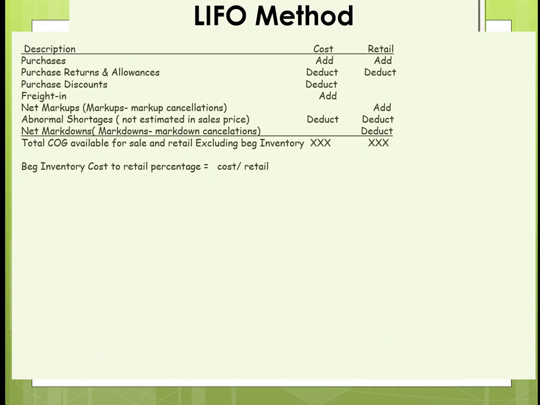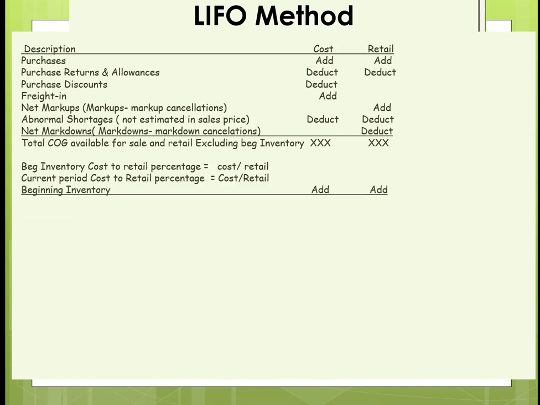If you notice, we do not start with beginning inventory, because when we use the LIFO method for this one, we are going to have two percentages. One is going to be based on the inventory we purchased during the period, and the other is going to be based on our beginning inventory. So again, with this method, you need two percentages. So we've got the beginning inventory ratio and the current period ratio.